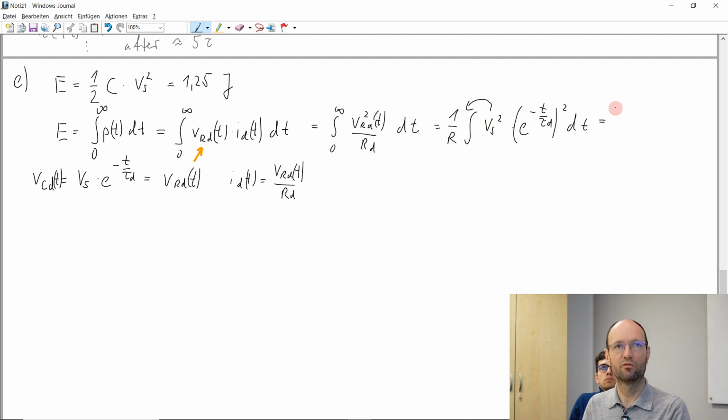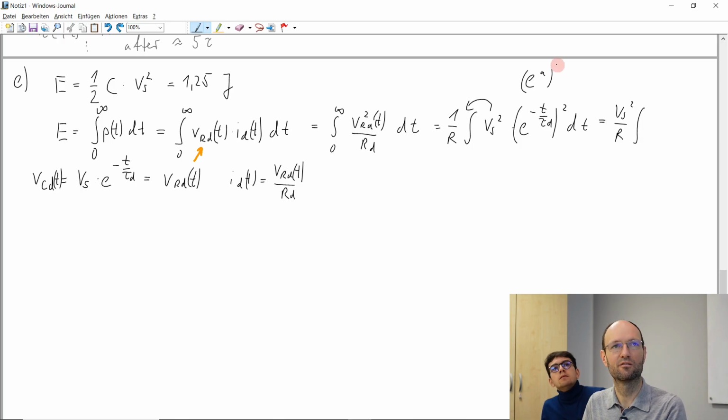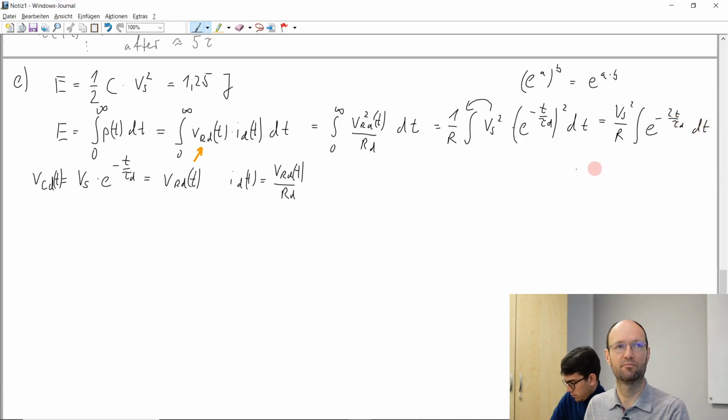So let's move this to the front: source voltage squared divided by resistance. And what can I do here with the exponential function and the square? Write the 2 into the exponent, because e to the a, to the power of b, is the same as e to the a times b. So we can say it's e to the minus 2t divided by tau discharge, and it is still integrated over time.